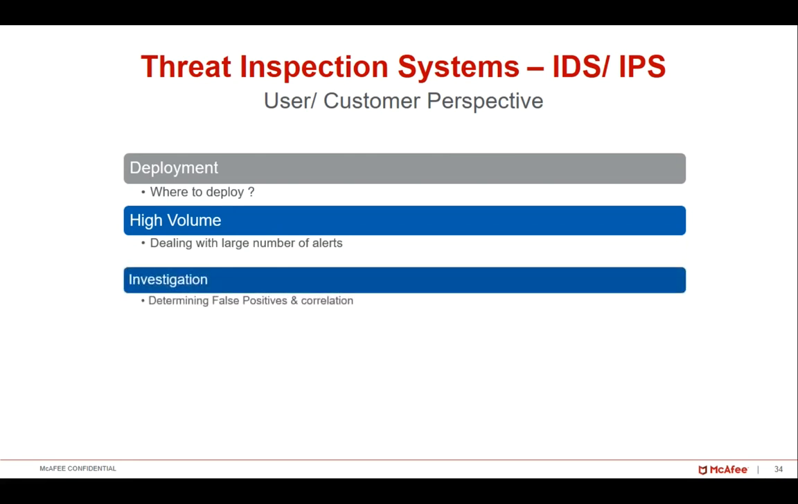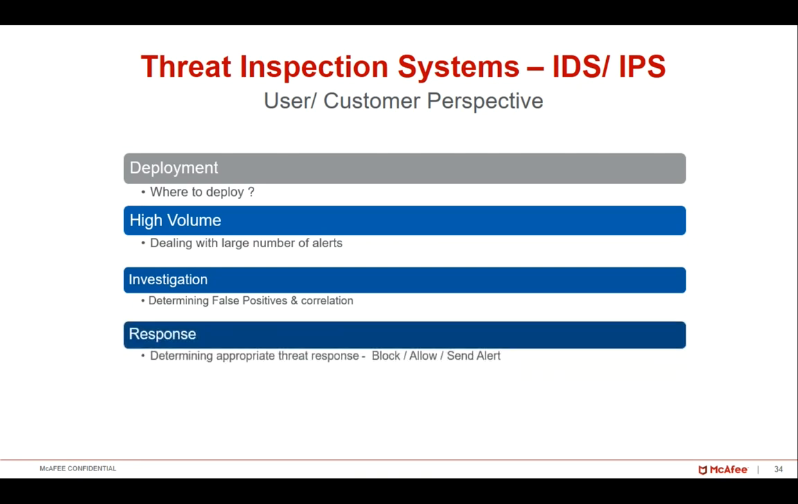The third challenge is investigation. Because the number is so huge, there can be a lot of false positives also, based on the organization's network traffic. And there can also be a need to correlate a few alerts so that they start making more sense. Maybe by correlating 3 to 4 alerts, you start realizing, okay, it was an advanced persistent threat for the company. And so the investigation part also takes a huge amount of time.